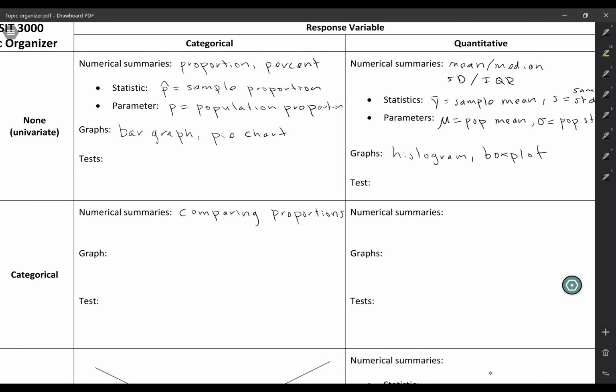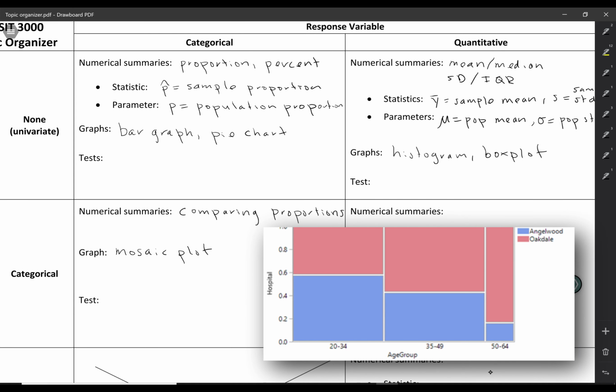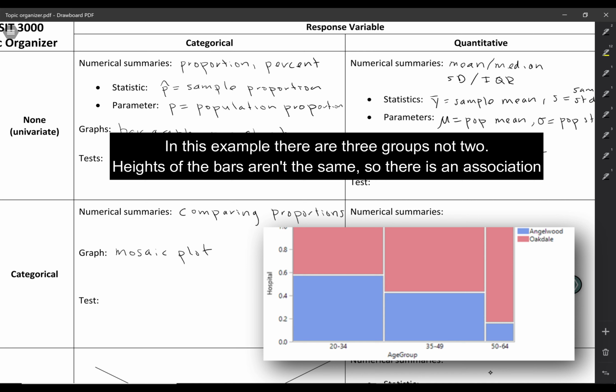And the easiest way to do that in a graph is by using a mosaic plot. Mosaic plots allow you to look at the distribution within each group. And if the distribution is different in the two groups, you say that there is an association between your explanatory variable and your response variable.